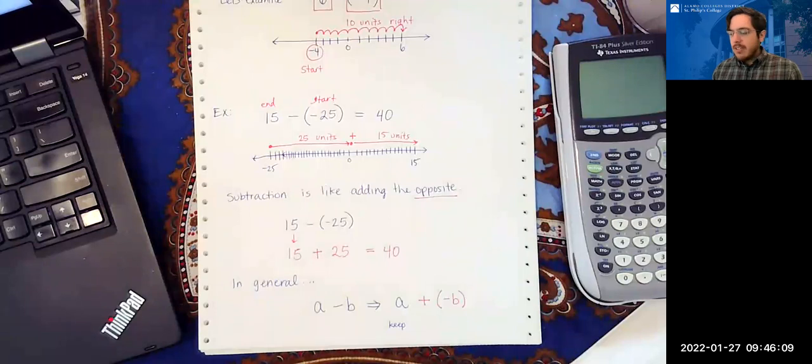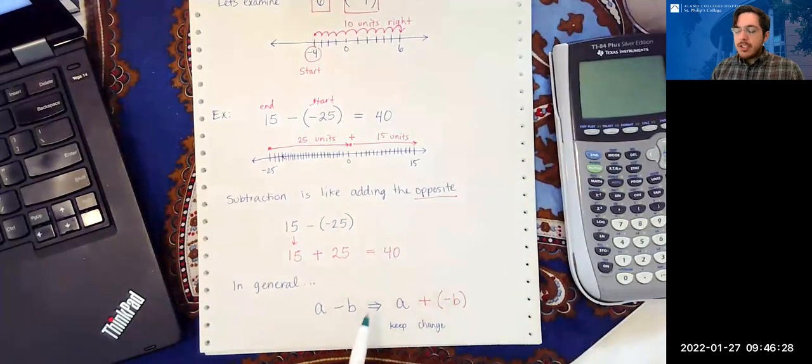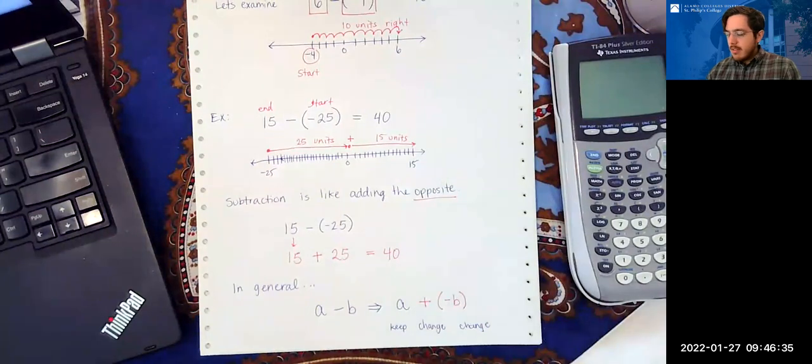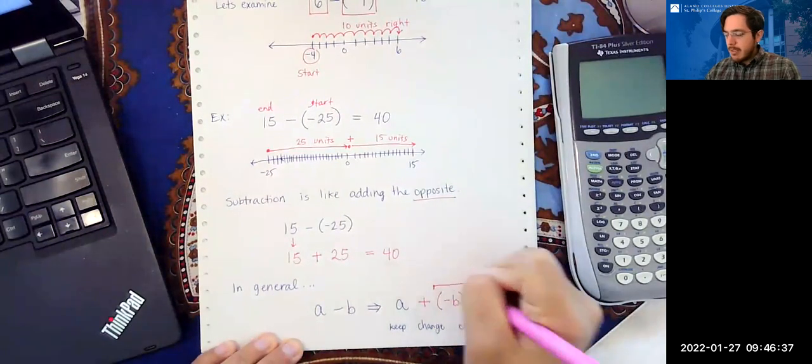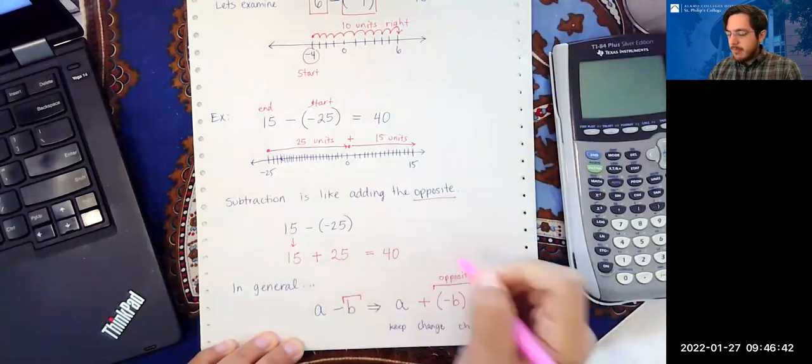Remember, I'll post this video later. But in general, what I'm saying here is that for subtraction, as a rule of thumb, if I have two numbers that I'm subtracting, I can switch from subtraction to addition. So I can change to addition, but then I have to change the second number to its opposite. So I'll just write here that this is the opposite of this original number.